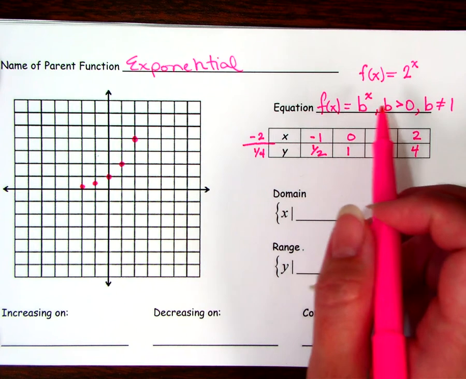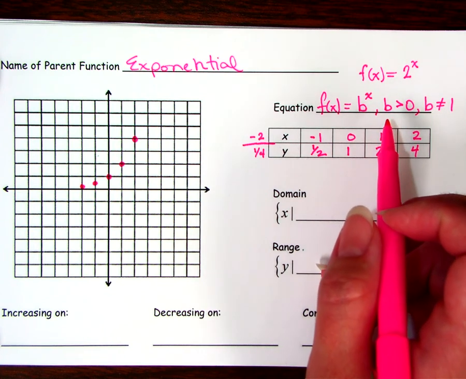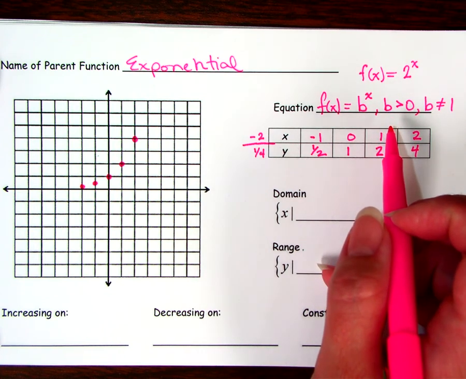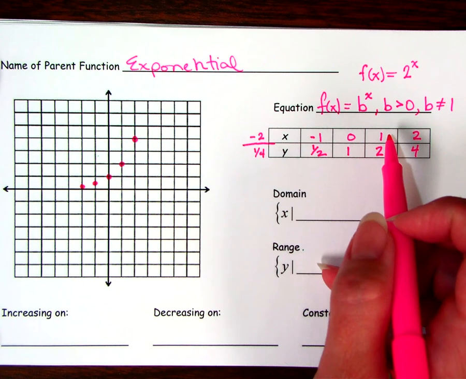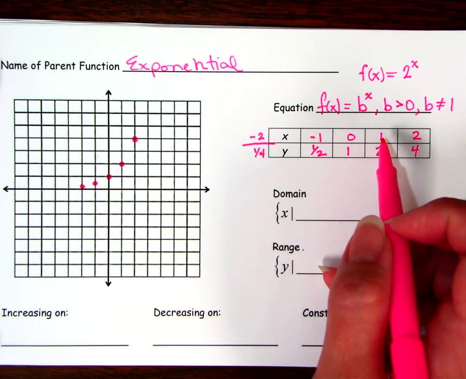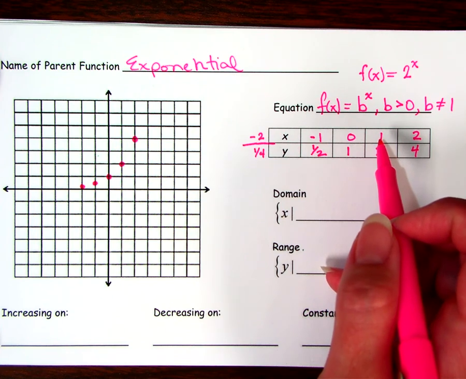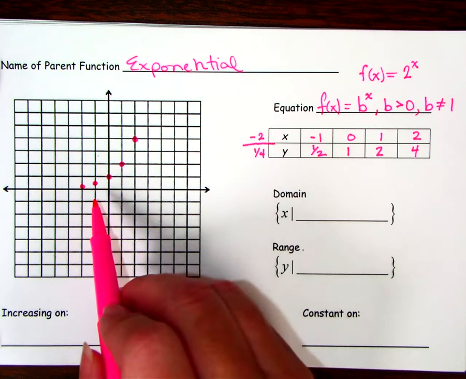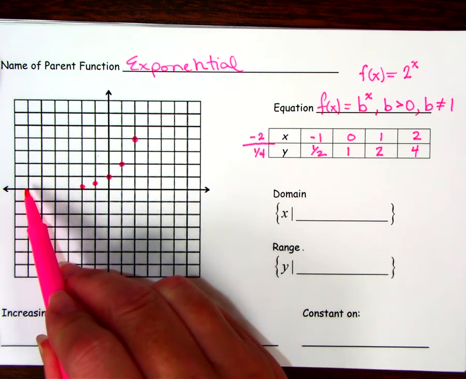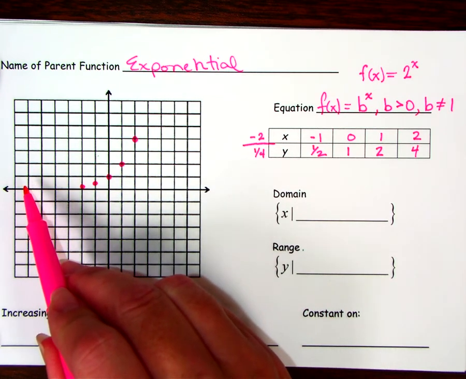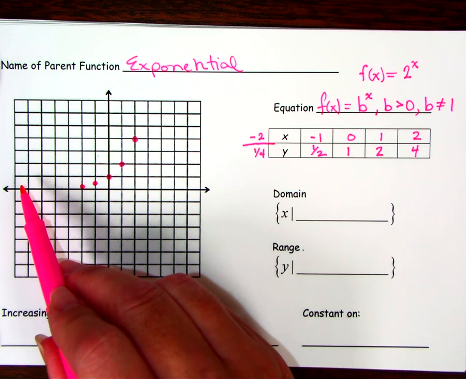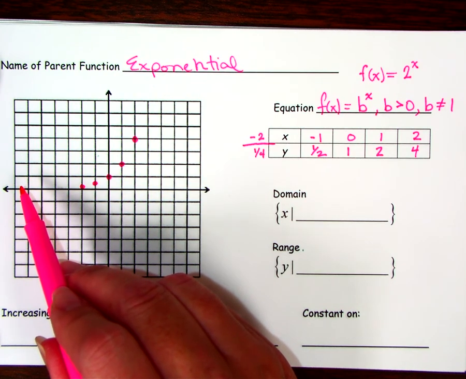So 1/2 times 1/2 is 1/4, times another 1/2 would be 1/8, times another 1/2 would be 1/16, times another 1/2 would be 1/32, and times another 1/2 would be 1/64. So that's a tiny, tiny little fraction, 1/64. That means out at -6, the y value would still be above the x-axis, but very, very close to the x-axis, very close to 0.